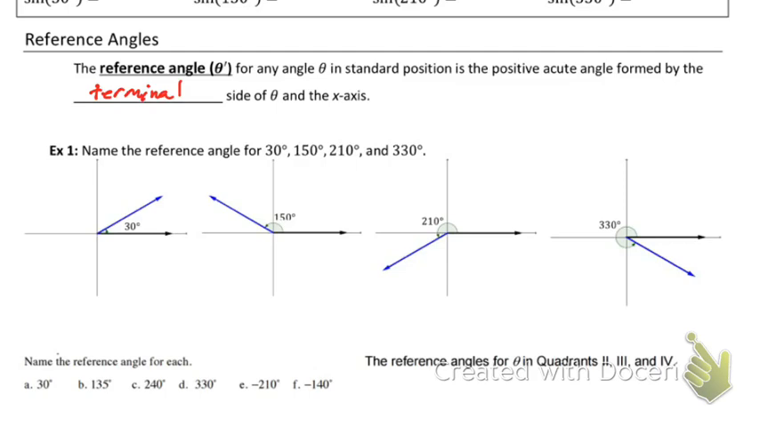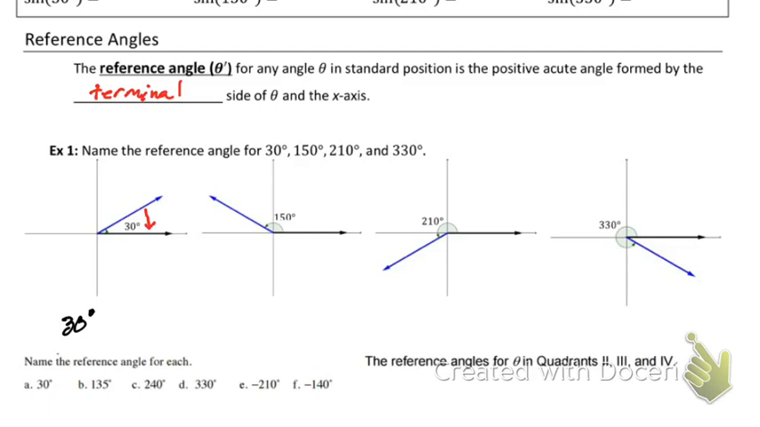So let's go ahead and see some examples. We're supposed to name the reference angle for 30 degrees, 150, 210, and 330. Well, if we look at the 30-degree angle, the quickest way to the x-axis is actually straight down. So the reference angle to a 30-degree angle is, in fact, 30 degrees. In fact, to be a reference angle, we're looking for an angle between 0 and 90 degrees. That's all we're really looking for. If you did that, you probably found your reference angle.